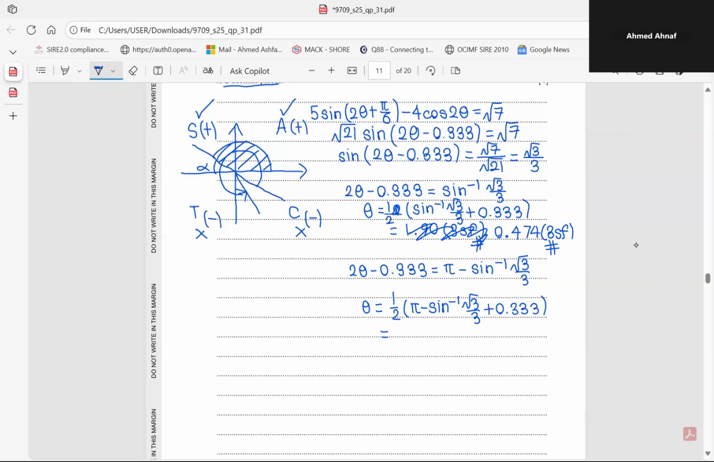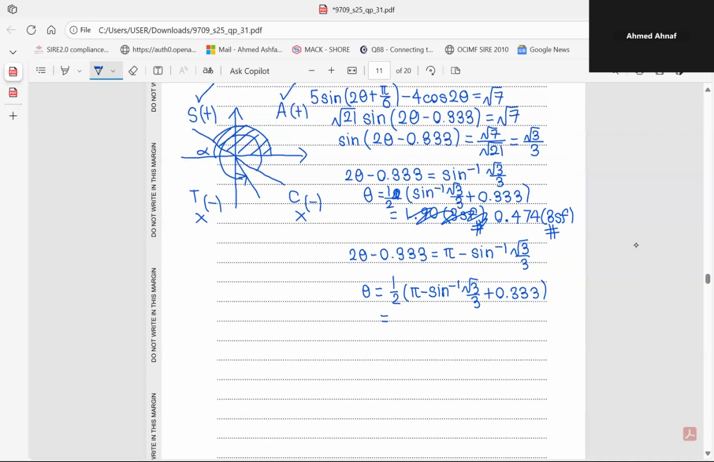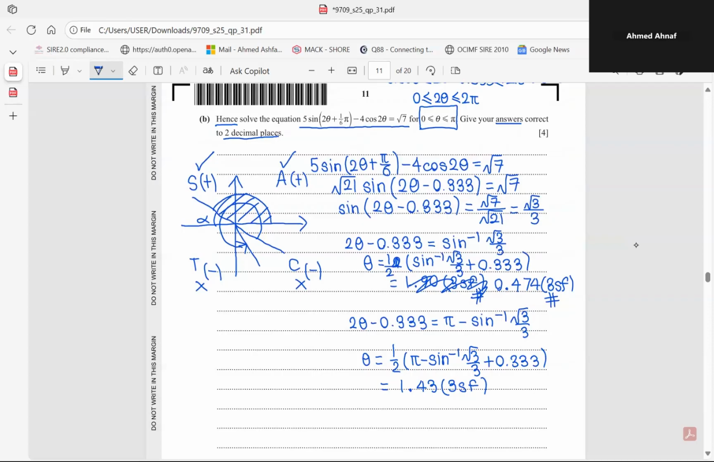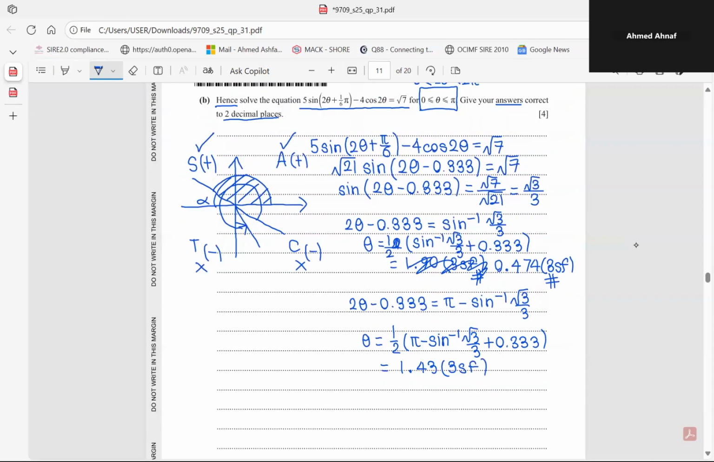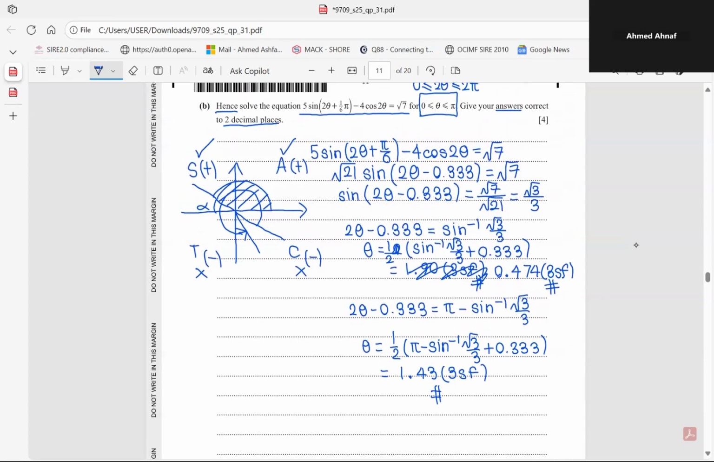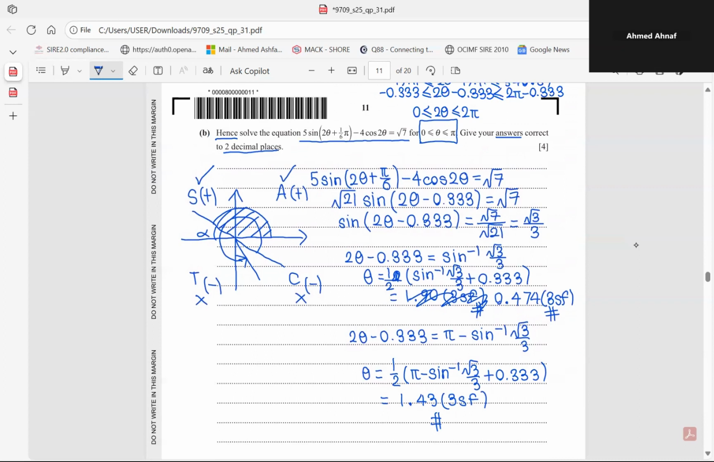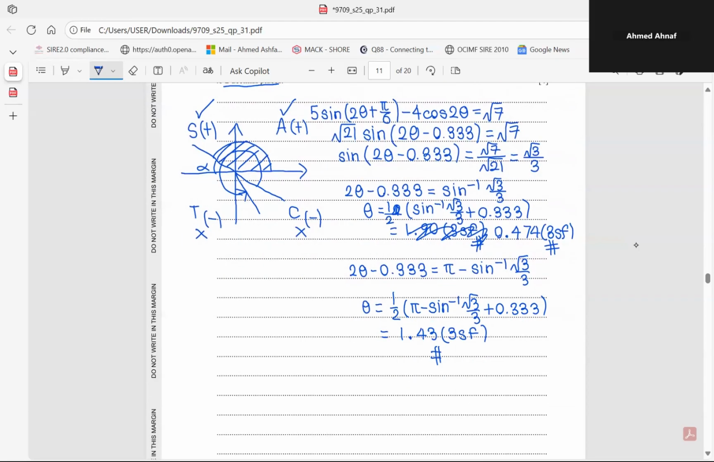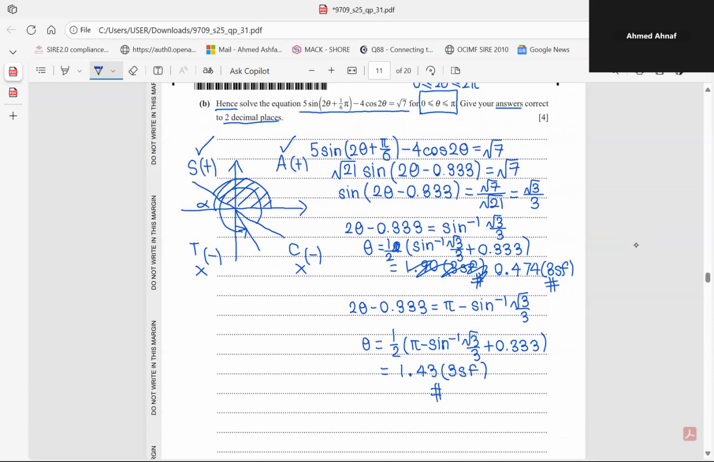So this would be 1.43 to 3 significant figures. These two are our final answers. Let's check whether they fit the range. Pi is 3.14, so the range is between 0 and 3.14, and both of them are in that range, so that's good.